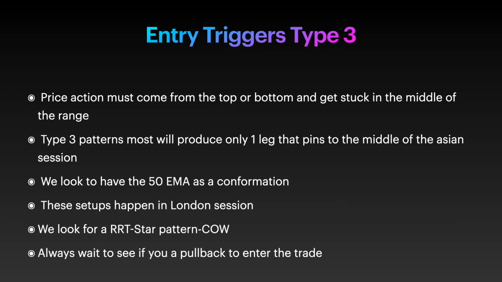Especially if you get a really big spike. If you get a star pattern that spikes the middle of the range, that spike by itself can sometimes be like 10 pips. So imagine the next candle that completes that pattern is another 10 pips or so. So getting a pullback is hugely important to get the best possible entry.